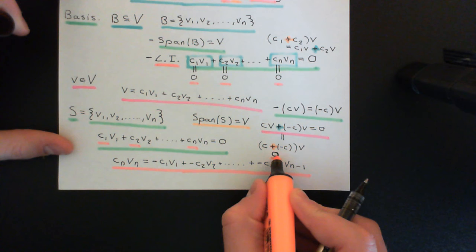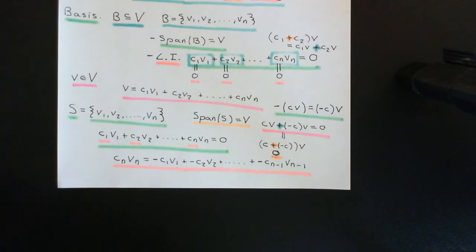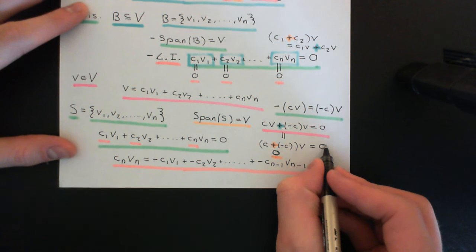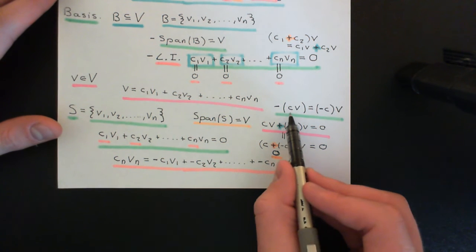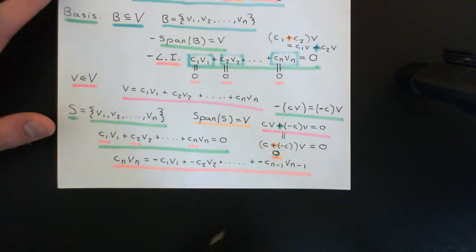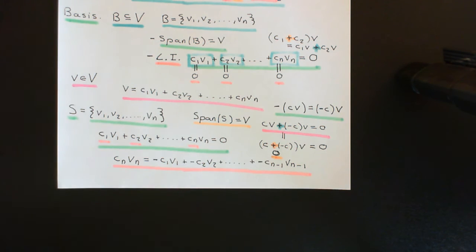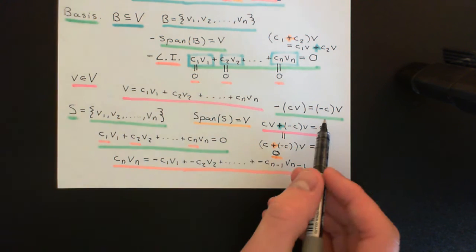Now when we multiply the additive identity of the field by any vector, we end up with the 0 vector. So 0 times any vector will give the 0 vector, and therefore we have proven that this thing is indeed equal to the 0 vector, and therefore that negative c times v is indeed the additive inverse of c times v. Okay, right.